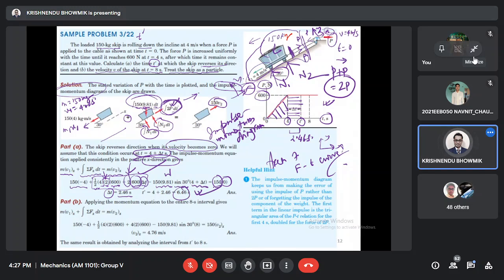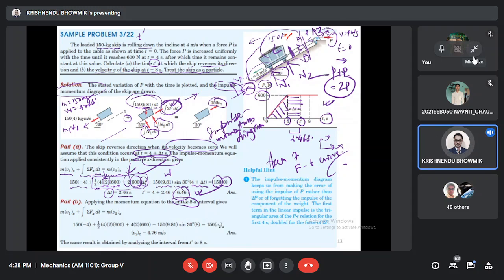So what is happening? Initially it is fine. When you are continuously increasing P, it is slowly moving down. But once you stop with a constant force of 60 Newton, then after some time it reverses direction. So velocity was 0. Now it has asked what will be the velocity of the skip at t equal to 8 second.